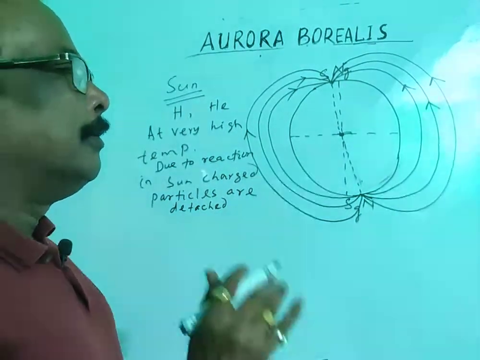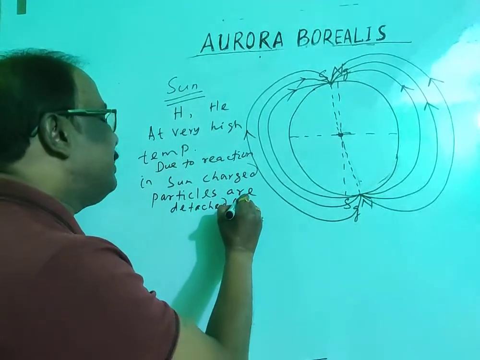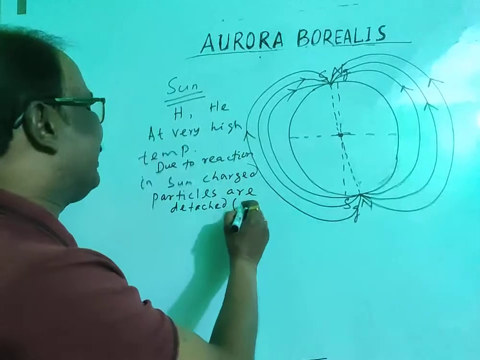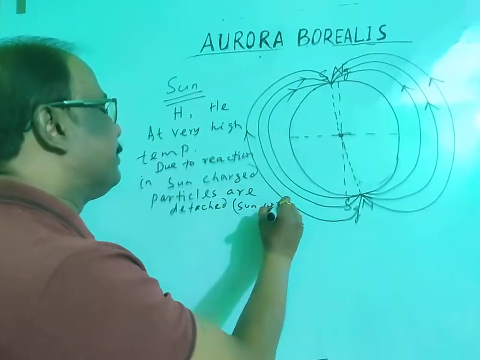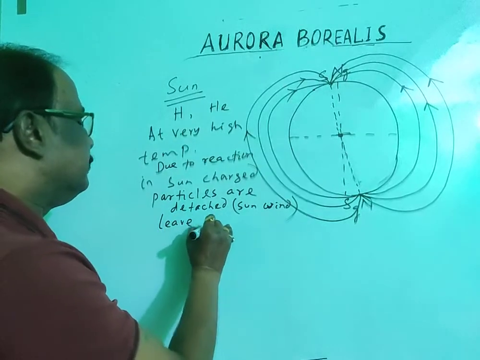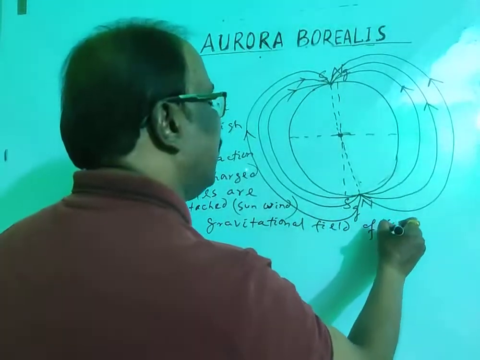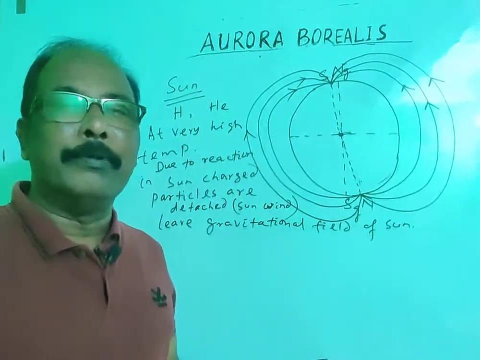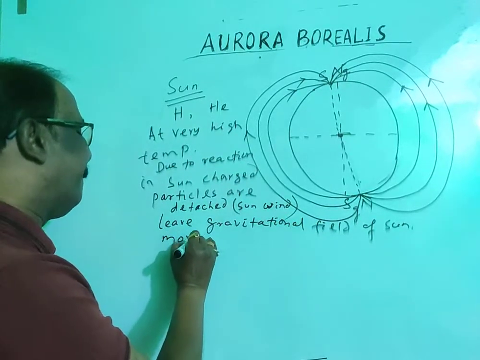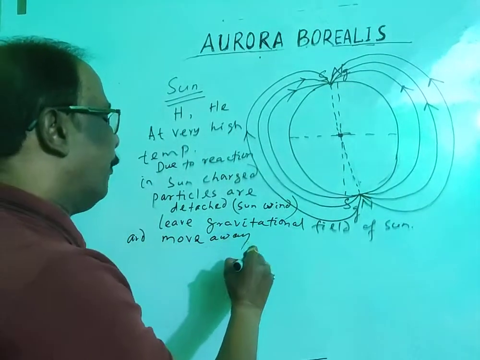Charged particles are detached and move away from the gravitational field of the sun, and these charged particles are called sun wind. The charged particles are detached, which are called sun wind, and leave the gravitational field of the sun, which means the charged particles are made free from the pull of the sun's gravity.